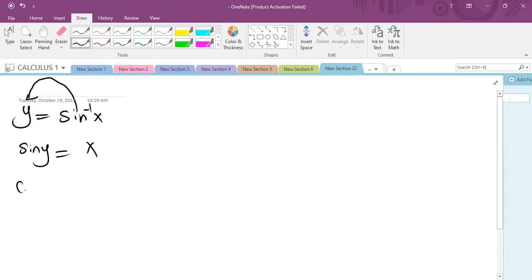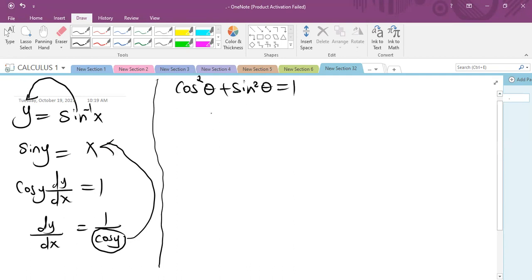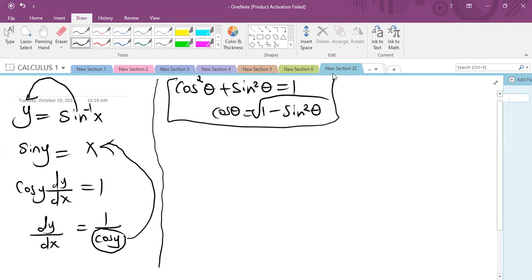If you differentiate sine y, you get cos y dy dx is equal to 1. Make dy dx the subject of the formula. So we have dy dx is equal to 1 over cos y. We already have our answer, but we need to write this in terms of x. And come look at this relationship here. x is equal to sine y. So what is the relationship between sine and cos? Cos squared theta plus sine squared theta is equal to 1. If you make cos theta the subject of the formula, then it is the square root of 1 minus sine squared theta. So this is from trigonometry.